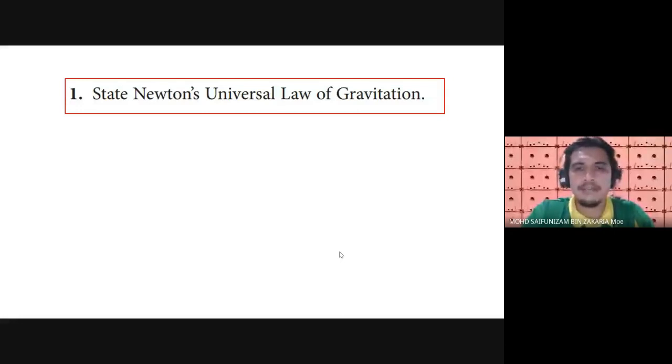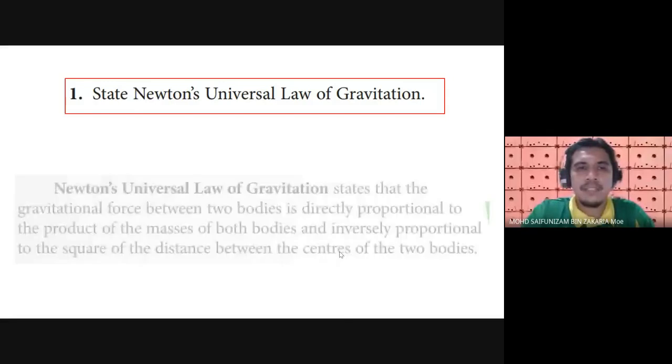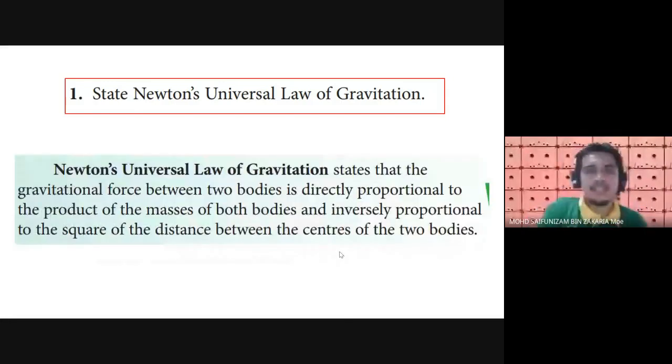Newton's universal law of gravitation states that the gravitational force between two bodies is directly proportional to the product of the masses of both bodies and inversely proportional to the square of the distance between the center of the bodies. This is Newton's universal law of gravitation.